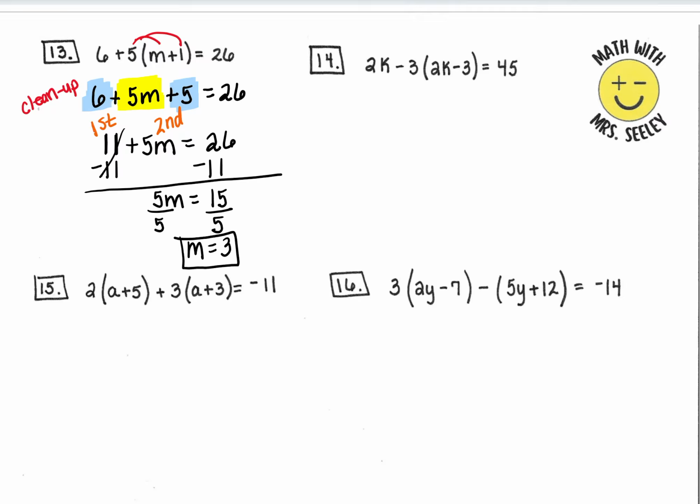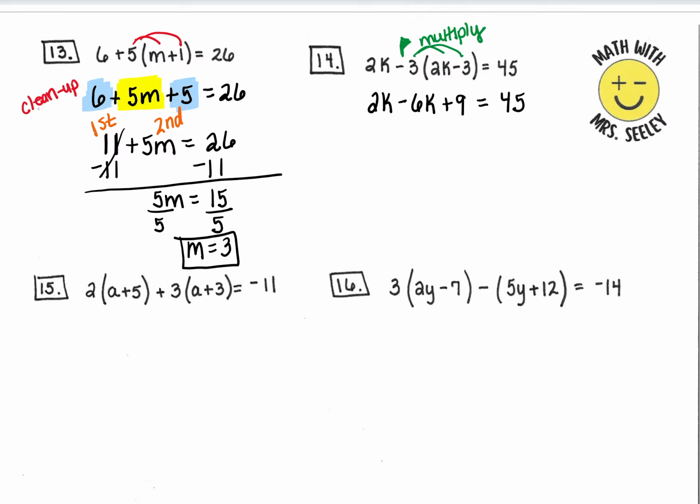Okay, on this next one. First thing, distribute. And I see a negative, so I'm going to be a little extra cautious. Remember that to distribute means to multiply. So when I do that, bring down your 2k because it's not their time yet. So just kind of plop that down. Negative 3 times 2 is negative 6k. Negative 3 times negative 3 is positive 9 equals 45.